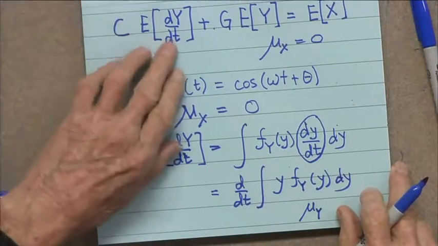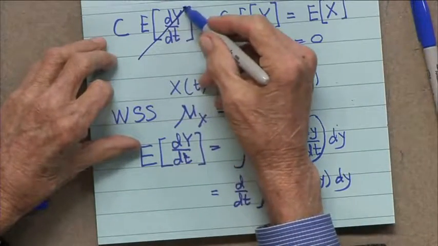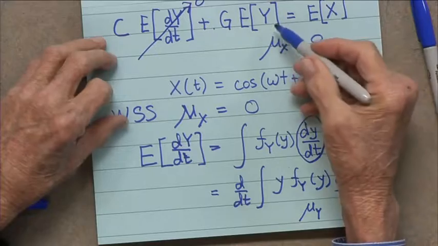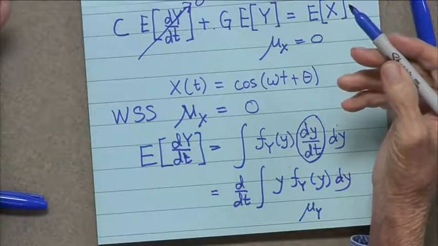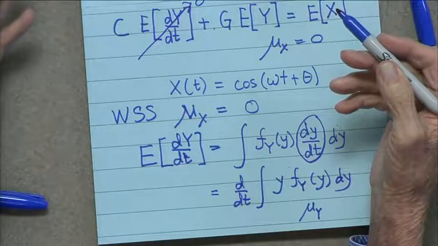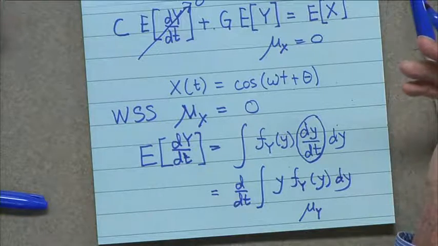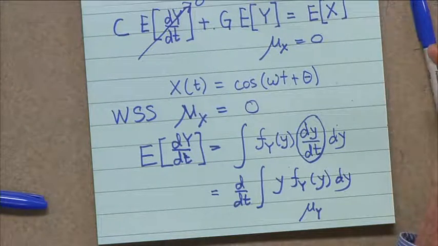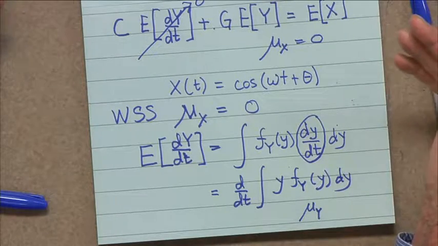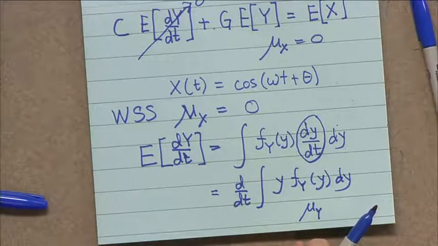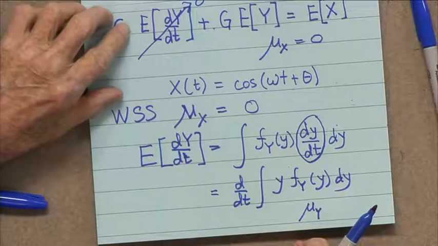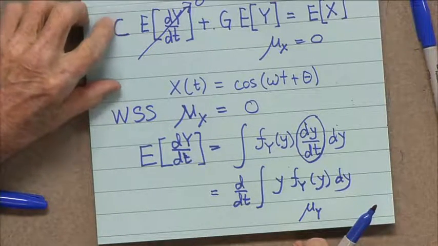So we have then, this would be equal to 0. Expected value of y could be 0, or it could be a constant. If it is wide-sense stationary, it's a constant or 0. Now, if the expected value of x is 0, then the expected value of y is 0 in this case. It doesn't matter how many derivatives you have at this point.